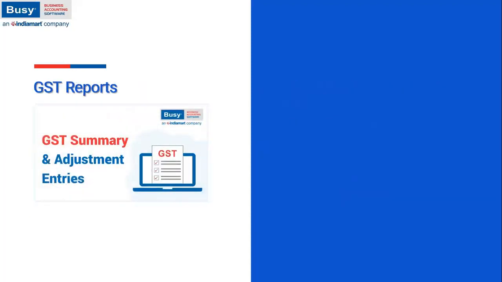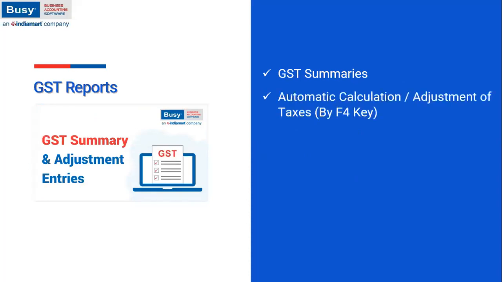So this facility is also available in Busy software. GST reports. Multiple GST reports are available. You can view as per your need. First is GST summary. This is the detailed report. You can check each and every detail in the GST summary, and you can directly post the voucher also. Like automatic calculation or adjustment of taxes, all the transactions which belong to GST payment or RCM payment or cross adjustment and input output adjustment. These types of transactions you can post directly from the GST summary by F4 key.